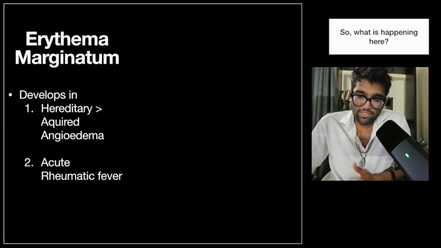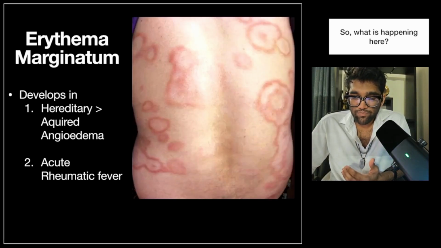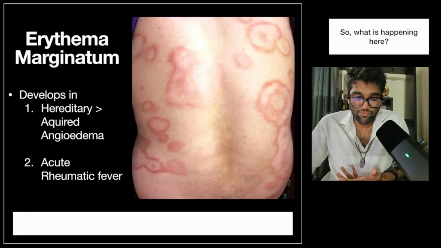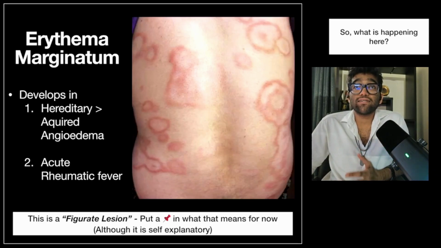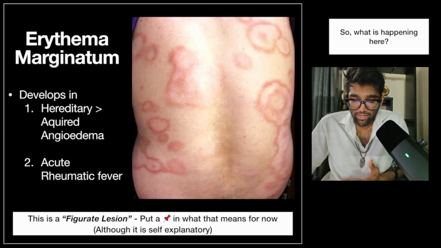So, what is erythema marginatum? This is erythema marginatum. Just without knowing that it is erythema marginatum, what can I say? That there is central pallor, there is surrounding erythema, and these lesions seem to be forming weird shapes, weird figures. That is why we call it a figure eight lesion. Erythema marginatum obviously characteristically occurs in acute rheumatic fever, but it also occurs in hereditary angioedema.